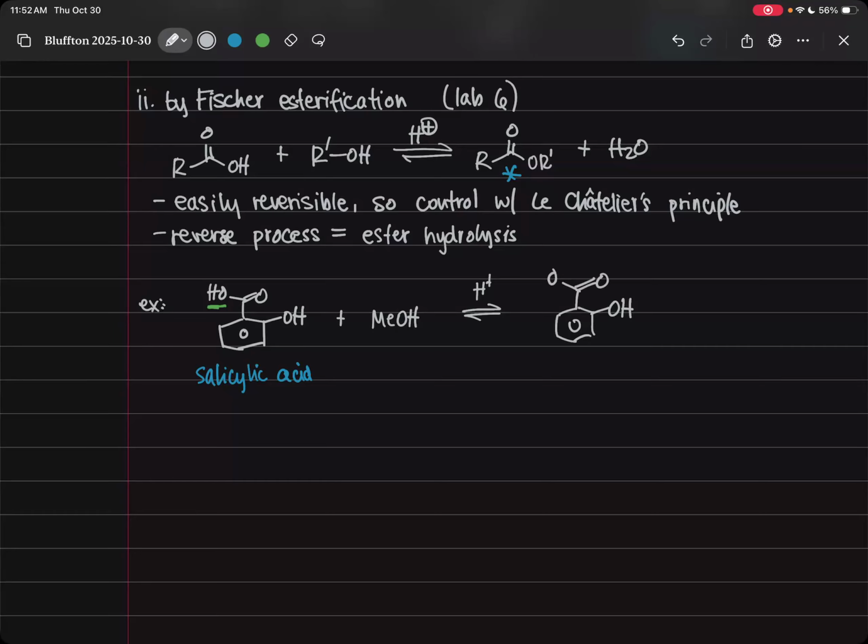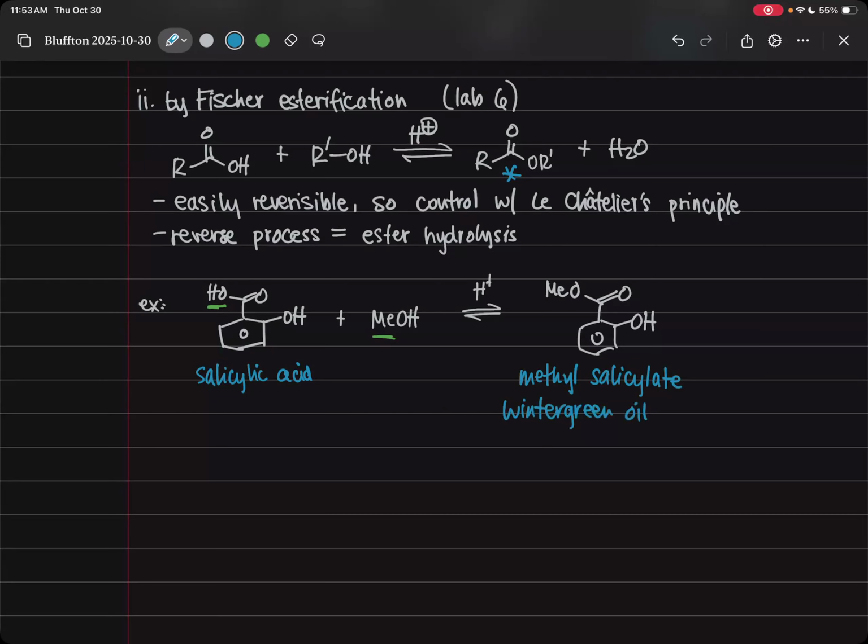And then on what used to be our carboxylic acid is now the R group from the alcohol, the methyl group. And so we just put our methyl group right there. And so that is methyl salicylate. And of course, as a side product, we have water.